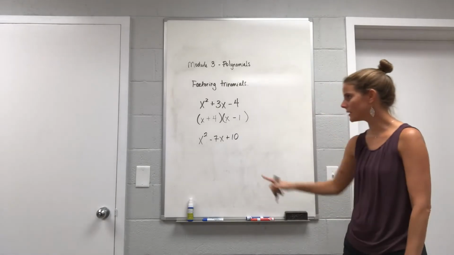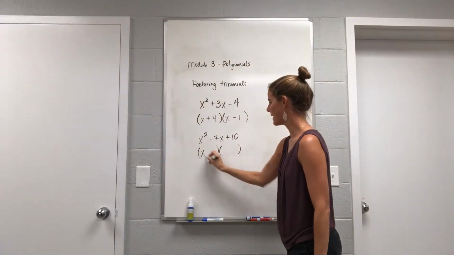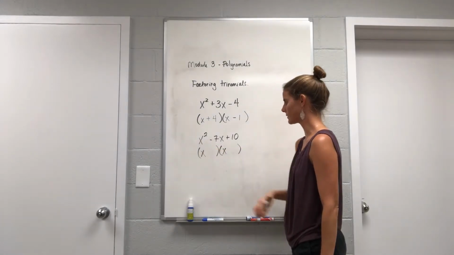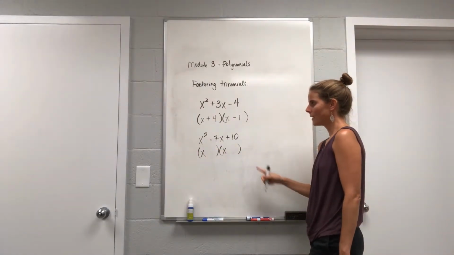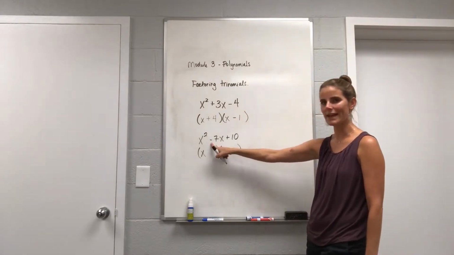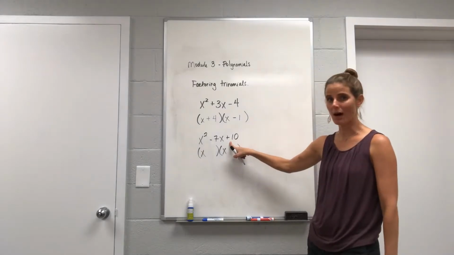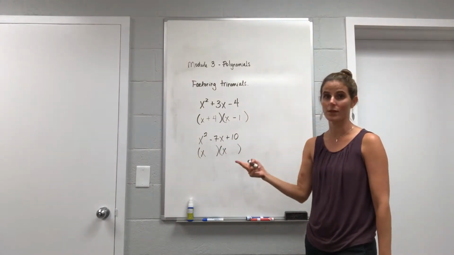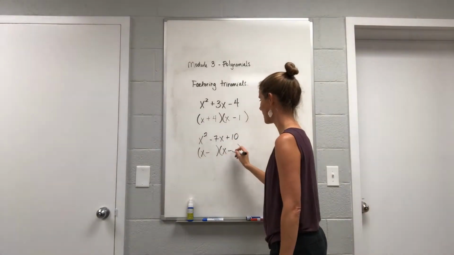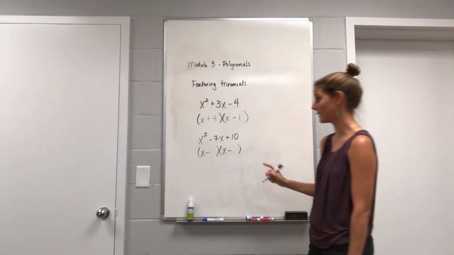All right, on this one, notice that again, x and x make x squared when multiplied. These last two terms have to multiply to be a positive 10, but also notice that you've got a negative 7. They have to add up to be a negative 7. So if you think about what multiplies to be a positive but adds up to be a negative, that would be two negatives. A negative times a negative will give you a positive. So I already know straight away from those signs that that has to be a negative and then a negative.